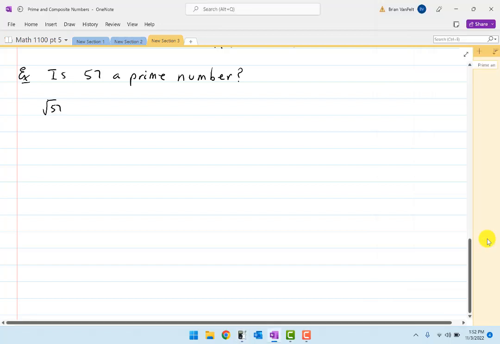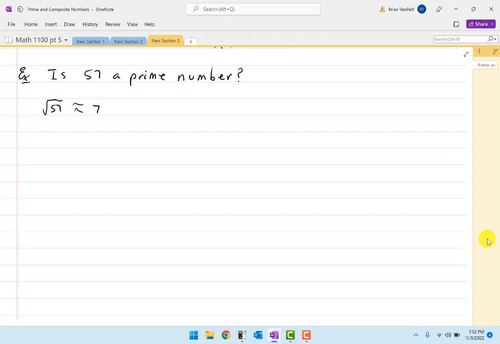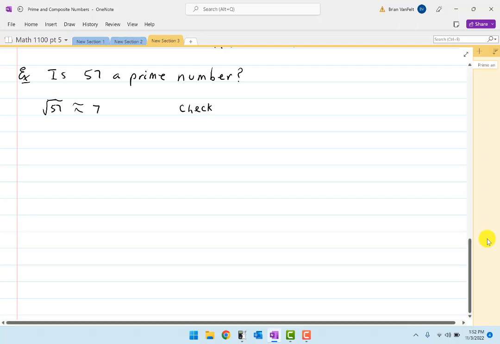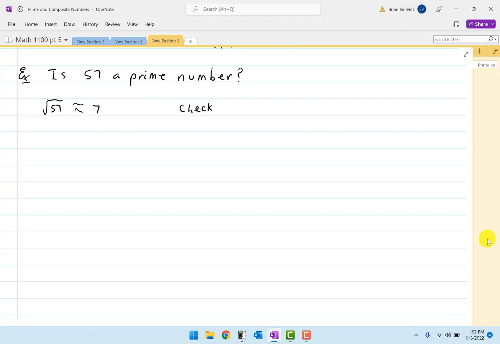I don't care about the decimal part of it. I'm just going to say it's about 7. All I care about is the natural number part of it, the 7. So I'm going to check these possible numbers to go into 57. I'm going to check all the prime numbers up to 7. So I'm going to check 2, 3, 5, and 7. I need to go no further than that. If I try 2 into 57, it's obviously not going to work because 2 is even and 57 is odd.